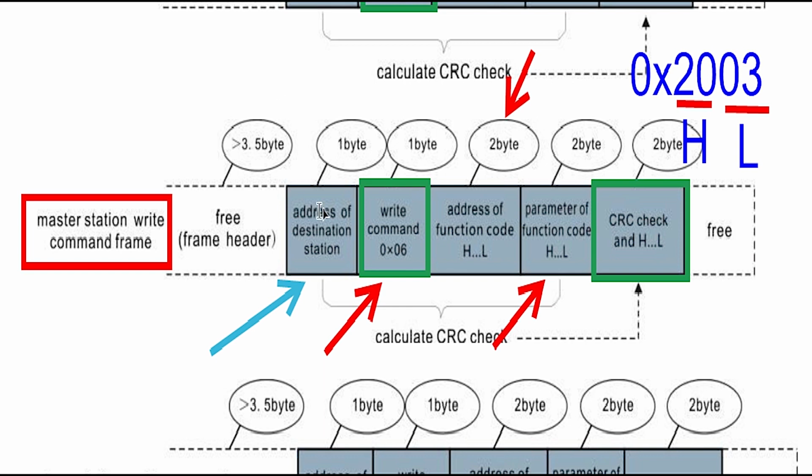Let's check it again. 1 byte for slave ID, 1 byte for the write command, 2 bytes for the function address, 2 bytes for function data, and 2 bytes for the CRC check code, and in total we should send 8 bytes to the inverter.